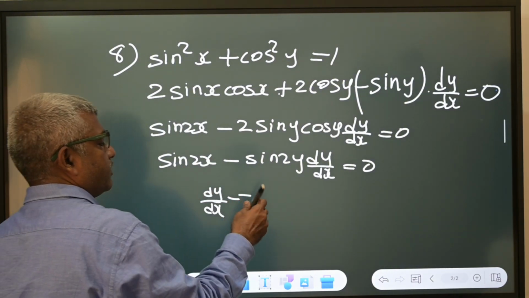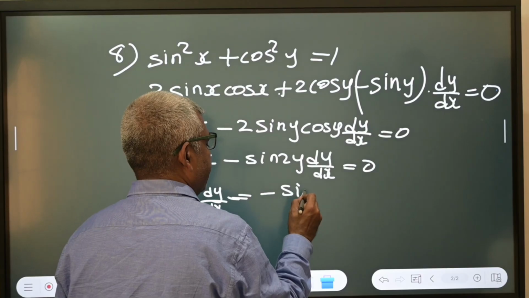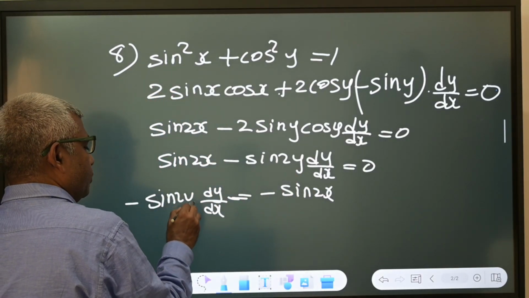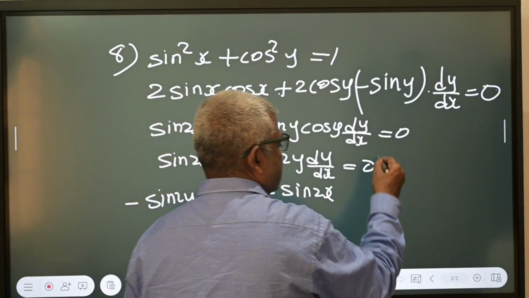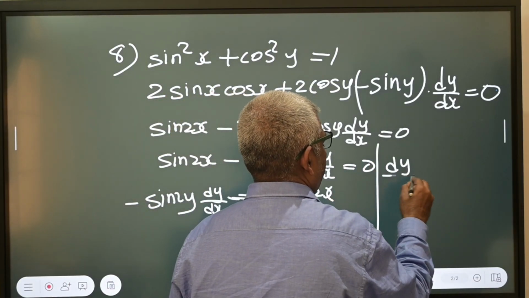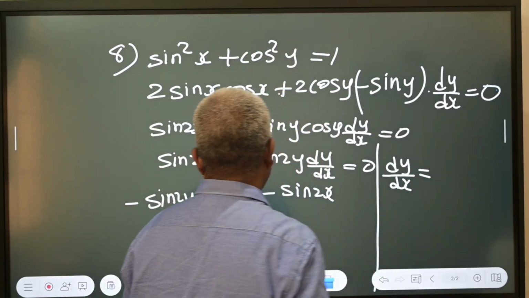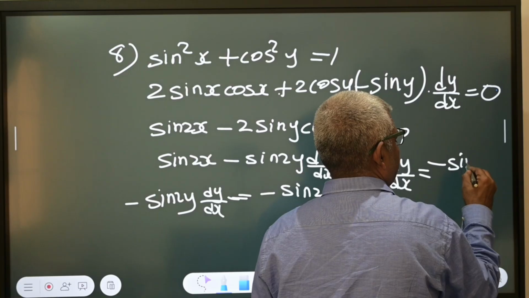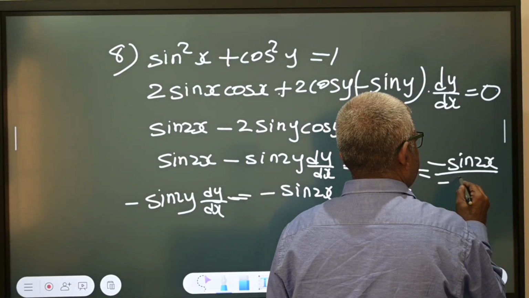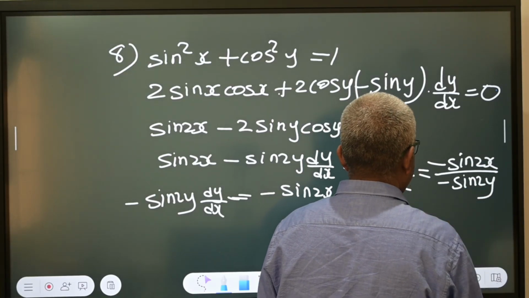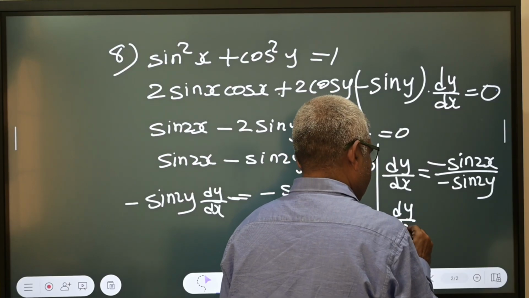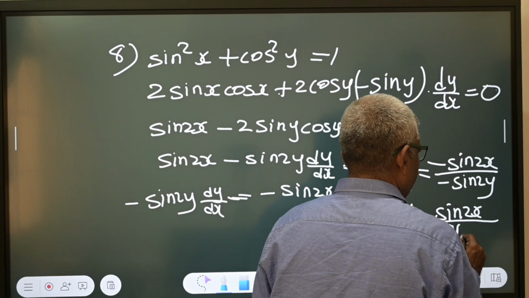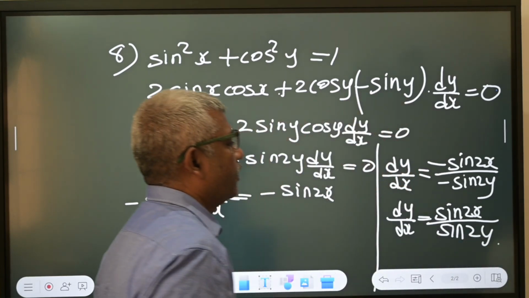Sin 2x, if it goes right hand side, it will be minus sin 2x minus sin 2y dy by dx. Next is dy by dx is equal to minus sin 2x divided by minus sin 2y. dy by dx is equal to sin 2x over sin 2y. Copy it down.